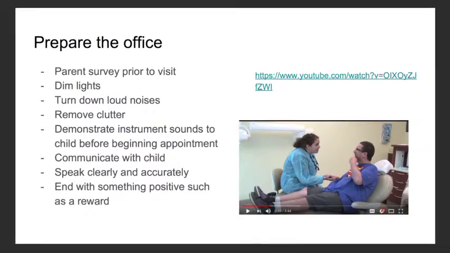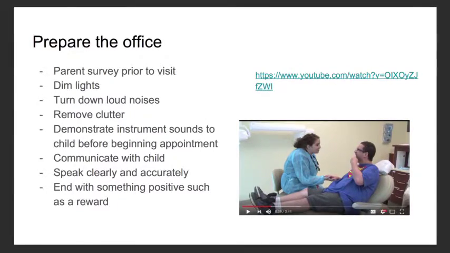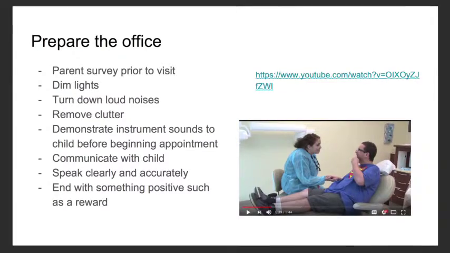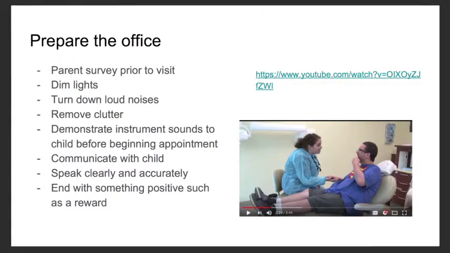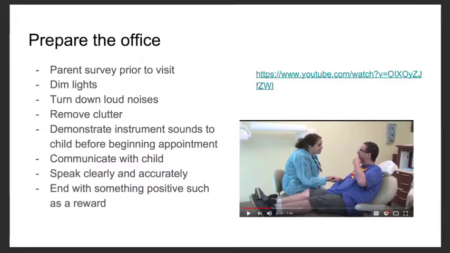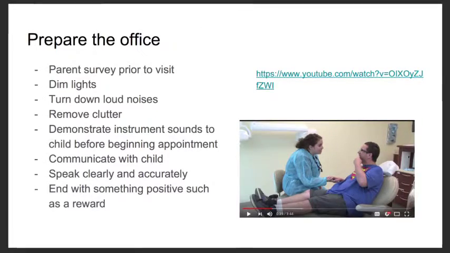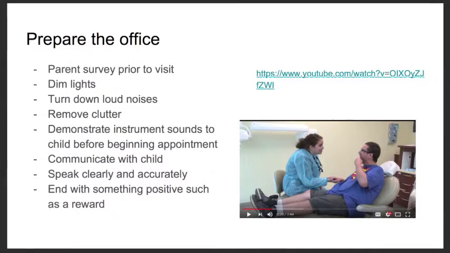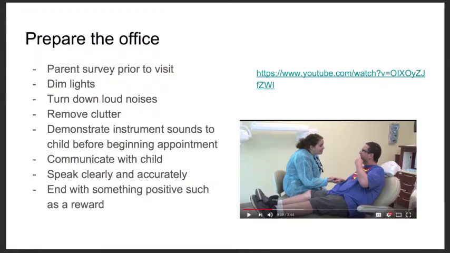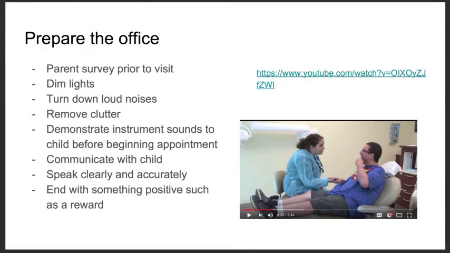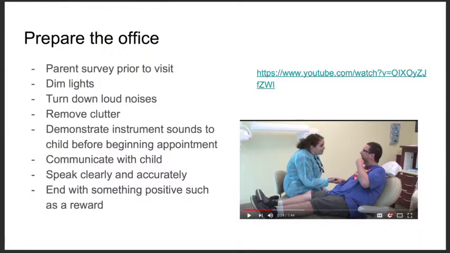Always try to end the appointment on a positive note. Children are very perceptive to your reactions and your attitudes towards them. So maybe offering some encouragement and even a nice reward would be a great way to end your appointment with your ASD patient.